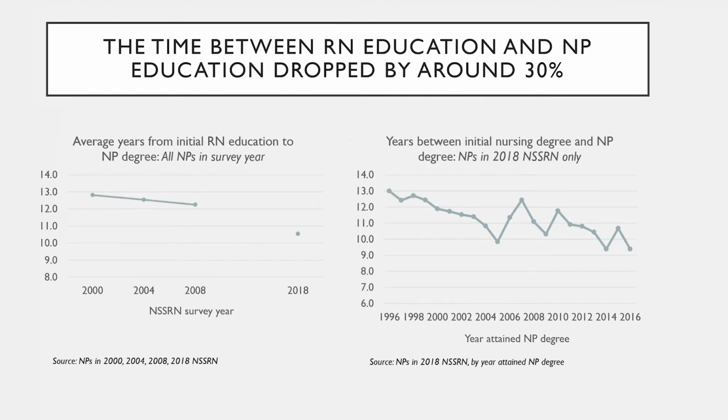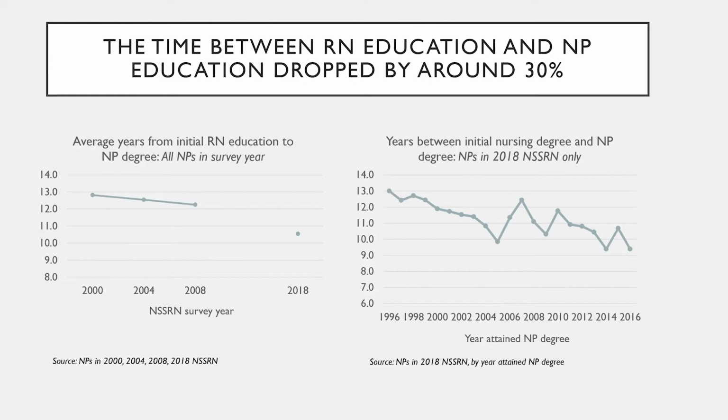So as for the first question, yes, we do find the time between RN education and NP education dropped. It looks like it's about by 30%. The graph on the left is showing, if you take the National Sample Survey for each survey year and look at all NPs and just ask, how long was it between your two education programs? In 2000, it was about 13 years between RN and NP. And by 2018 survey, that had dropped to around 10.